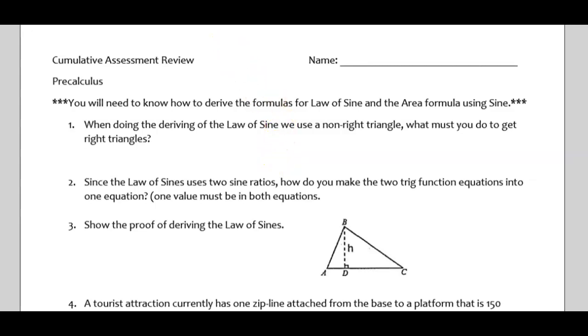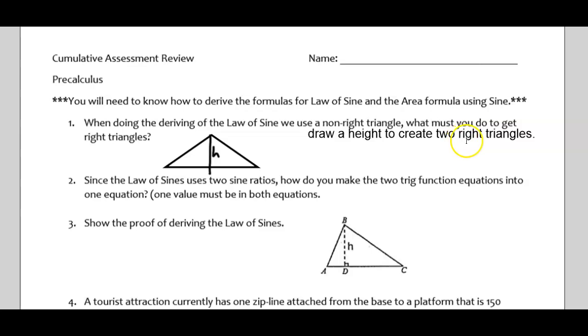Let's get started. So, on this first part right here, it says, when doing the derivation of the law of sine, we use the non-right triangle. What must you do to get right triangles? Well, if I got a triangle right here and I want to make right triangles, I simply cut it. And there's the height. So now I have two right triangles. So again, you draw a height to create two right triangles.